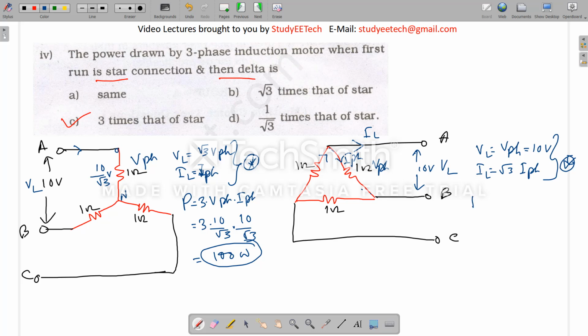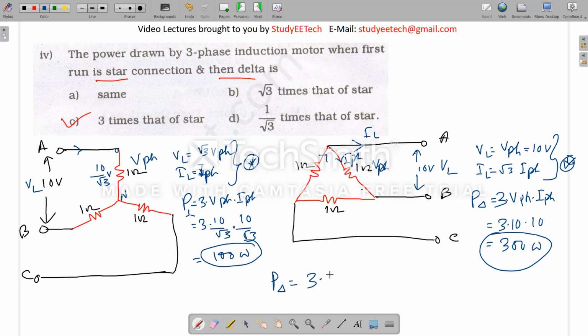So this is the power for star. The power for delta equals V phase into I phase per phase, multiplied by 3 because of three phases, so this will be 3 into 10 into 10. Why am I taking this 10? Because I have taken 1 ohm resistance for the sake of calculation, but you can take R, it will be a bigger calculation. So this will be 300 watt. So what did you get? P delta is 3 times P star. I hope you understood.